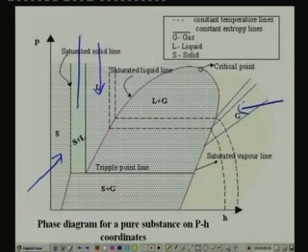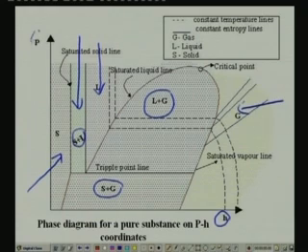For example, this is the region in which solid and liquid exist in equilibrium. This is the region in which liquid and gas exist in equilibrium, and this is the region in which solid and gas exist in equilibrium. So this is a typical phase diagram of a pure substance on pH coordinates. That means we have H on the x-axis and P on the y-axis, and these lines show the isotherms. That means constant temperature lines, and the temperature increases in this direction.